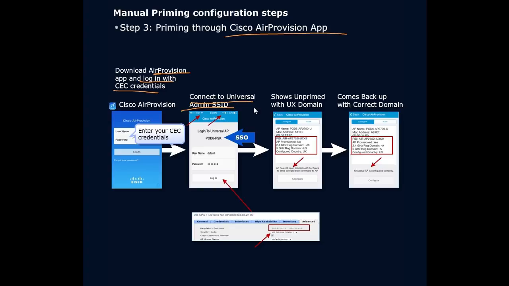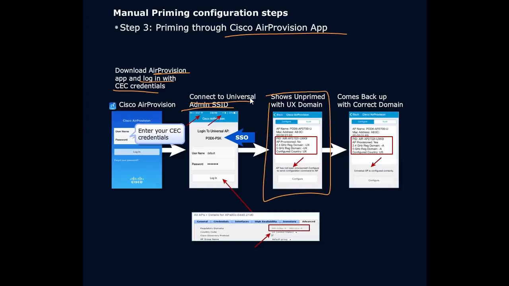Remember, we only have to prime one of these in the process, and then we can worry about the rest later. I'll show you how to do it. But we have to prime at least one AP out of the box. So here's how we do it. We download that Cisco Air Provision. Make sure you are connected to the AP you want to prime. Use the default credentials. Once that's done, you'll see this screen.